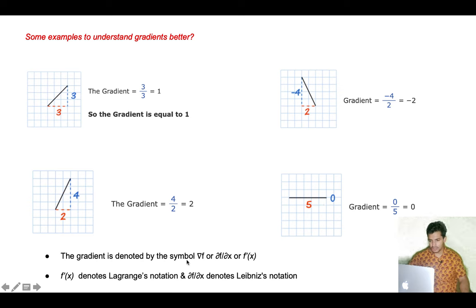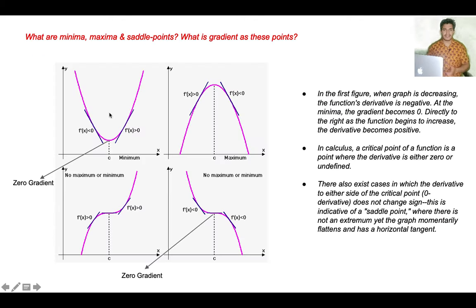The gradient is denoted by the symbol del f, or also del f by del x, or f dash of x. F dash of x denotes Lagrange notation and del f by del x denotes Leibniz notation. So basically it's the same concept, they have different notations. Next we'll look at what are minima, maxima and saddle points and what the gradient is at these points.